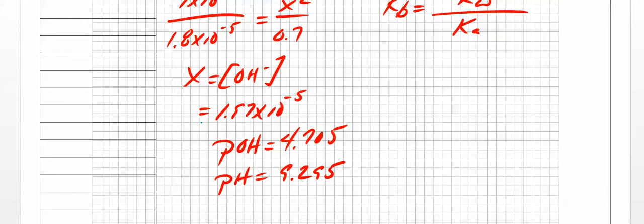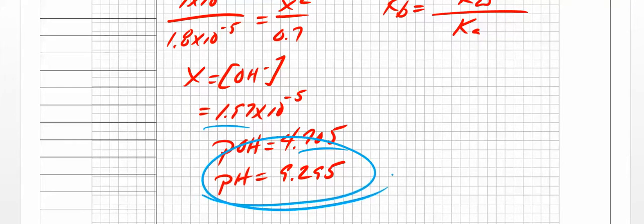How many significant digits? 3. That means in my pOH, be careful here, it is a pOH, 3 significant digits means 3 numbers to the right of the decimal. I get 4.705. They're asking me for the pH, so I'll subtract that number from 14, and I get 9.295 for my final answer. Okay, 9.295 for my final answer.